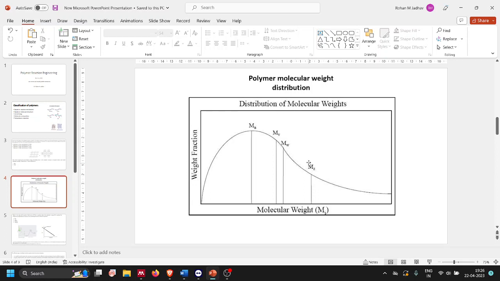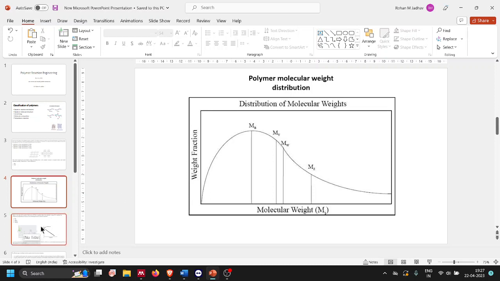Lastly, we have something called Mz. Mz is the molecular weight of the polymer based on its longest chains, which form during a polymerization reaction. These chains are present in very low numbers, and they are formed because of excessive propagation steps or improper termination of the polymer, where the chain growth exceeds a certain point. So at that time, Mz is defined.